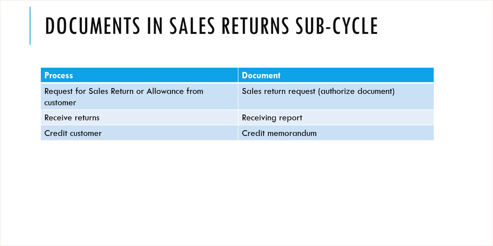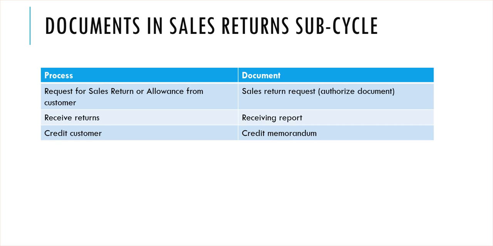And then you go to the third step, which is issuing the credit memorandum. Now there also needs to be a tie, obviously here, back to the original sales transaction.